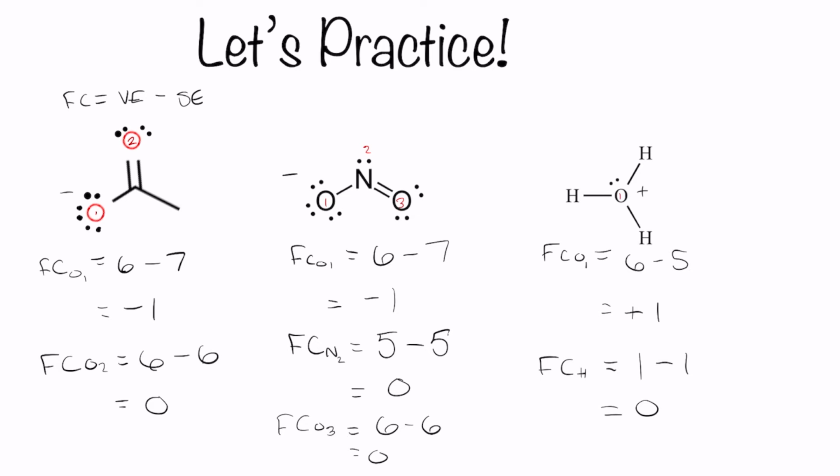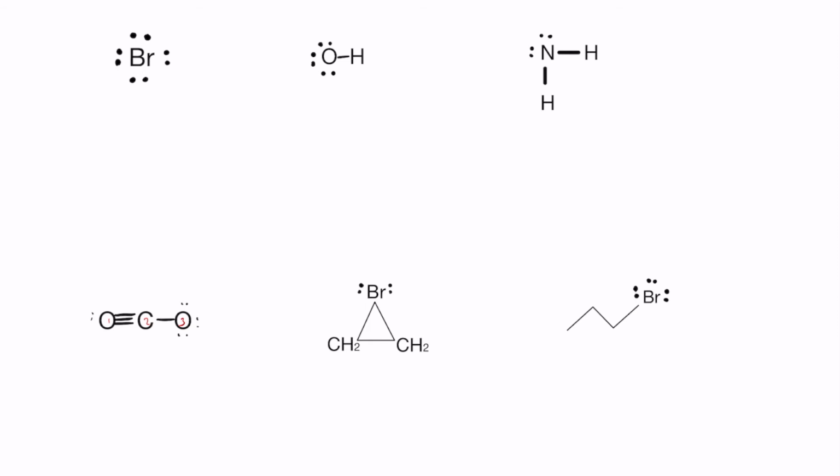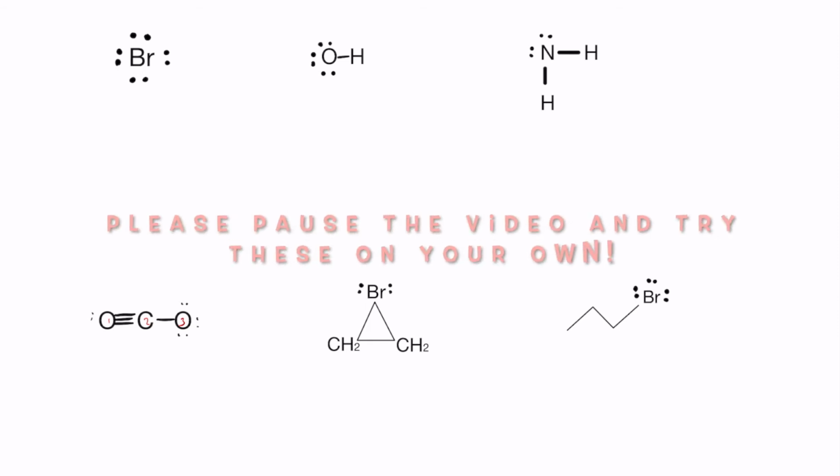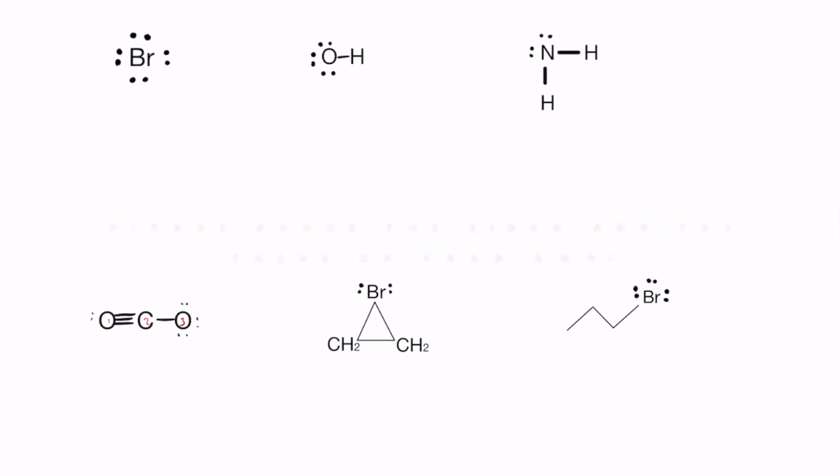So you see that hydrogen here has a formal charge of 0. Now let's go ahead and take a look at these examples. We're going to determine the formal charge of each of these atoms. So for this example, let's take a look at the bromine.